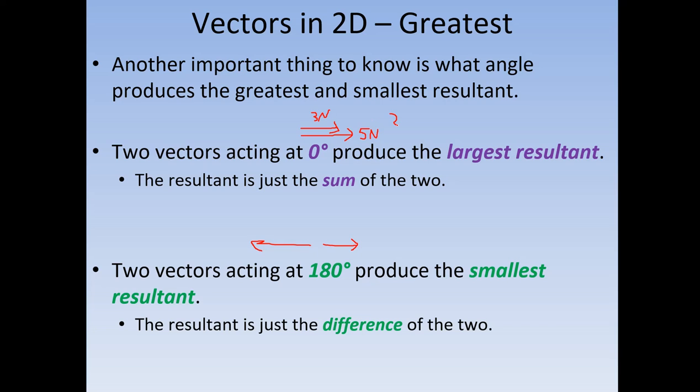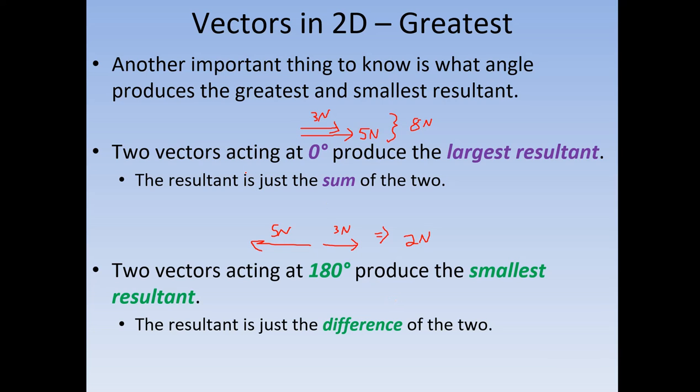Then we're going to push for a total of 8 newtons of force. But on the other side, if I'm pulling in this direction with 5 newtons and he's pulling in that direction with 3 newtons, then we're going to end up resulting in 2 newtons of push.